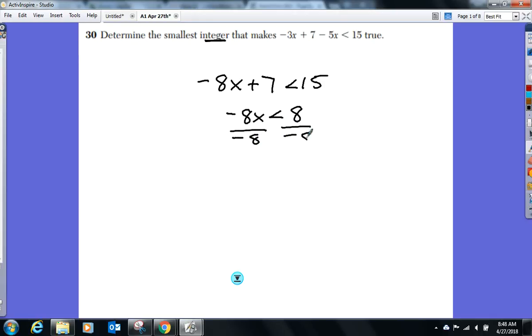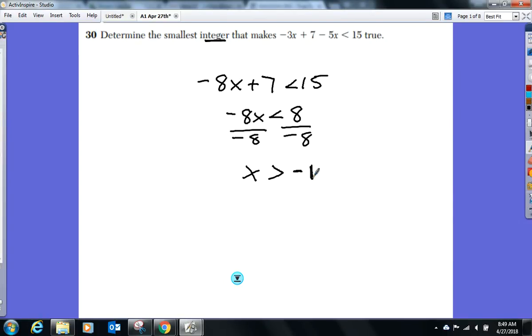All right, here's where you may forget already, but bells and whistles should be going off right now. I am dividing by what? Negative. Anybody remember back in the day what happens? Divide by a negative, Josh? Sign flips. Anytime you divide or multiply by a negative number, you flip your sign. So this will be x is not less than, but greater than negative 1.